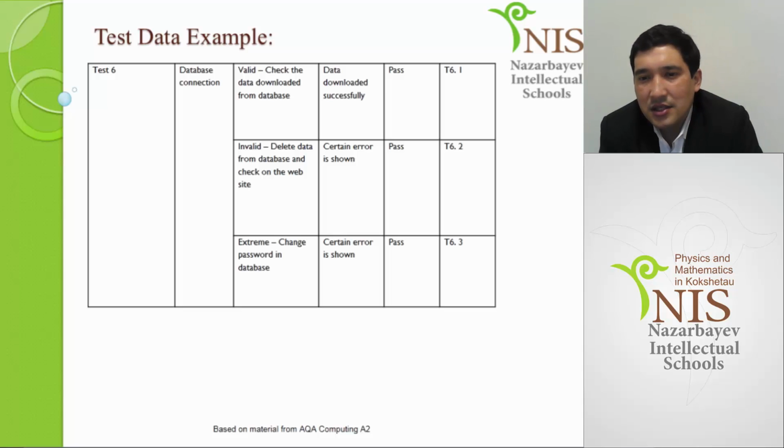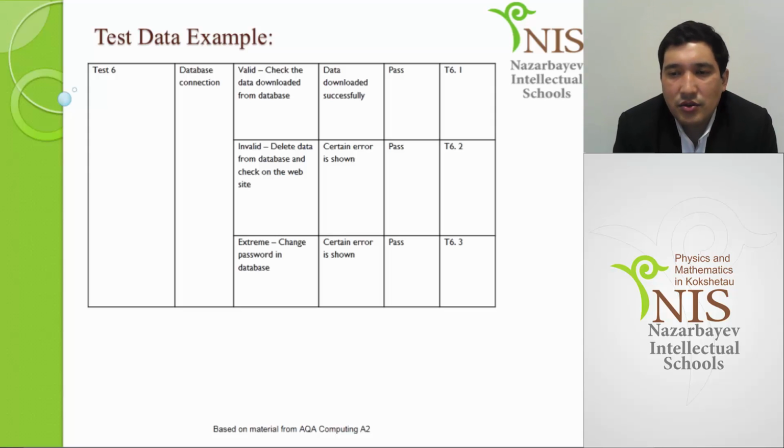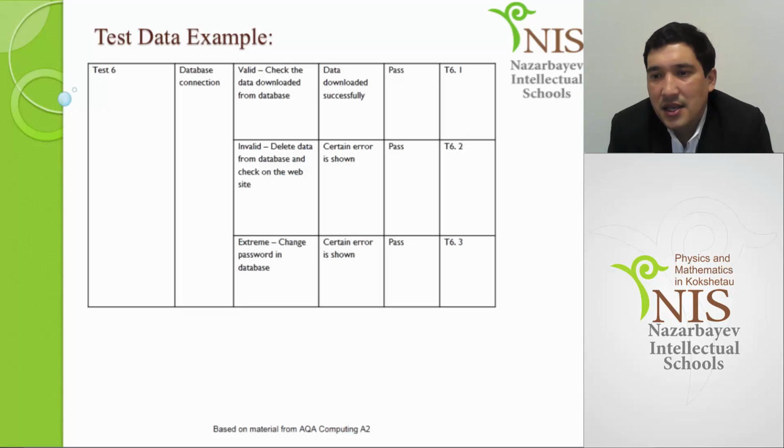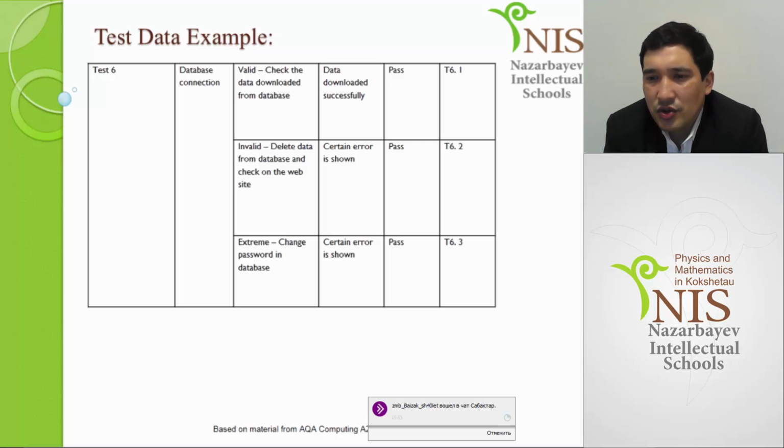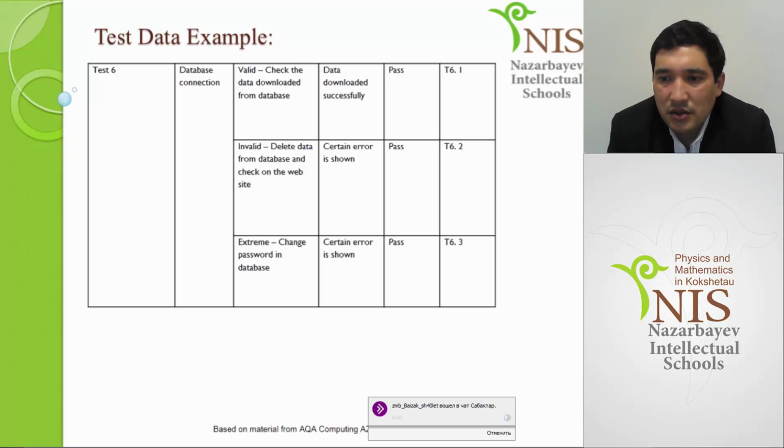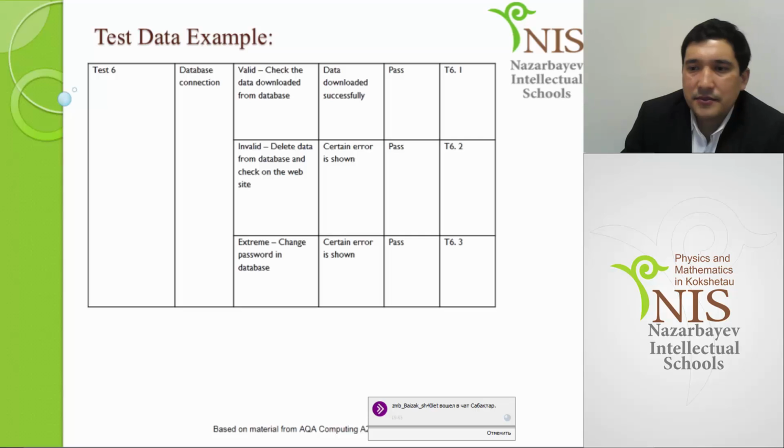Okay, the result is data download successfully. Central error is shown. And you have result pass. And column number 1, 2, 3, 4, 5, 6. Number 6 we have cross-reference link for screenshots: T6.1, T6.2, T6.3.